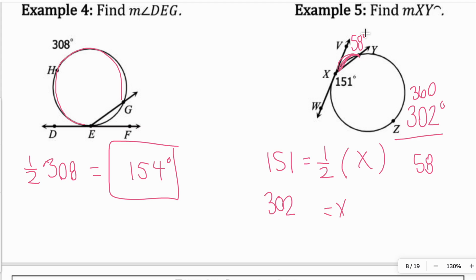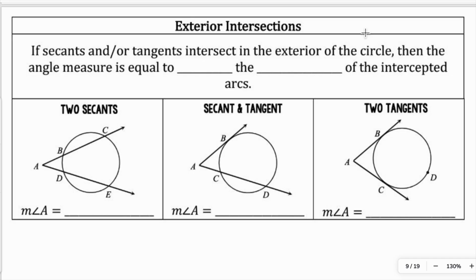Let's go ahead and get started on the next piece. Exterior intersections. If secants and/or tangents intersect in the exterior of the circle, then the angle measure is equal to half the difference of the intercepted arcs. So now we are subtracting the intercepted arcs. If I wanted to find the measure of angle A, I'm going to take half of the measure of arc CE minus the measure of arc BD. Or if I wanted to find the angle A here, that'd be 1/2 the measure of BD minus the measure of arc BC.